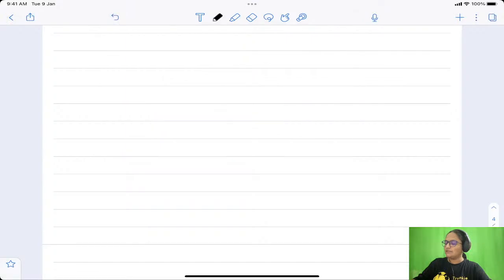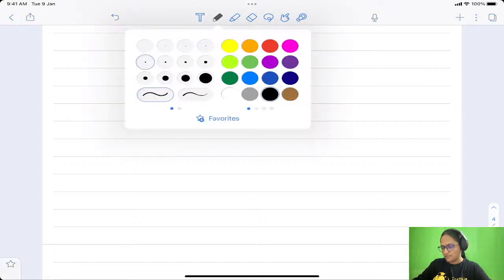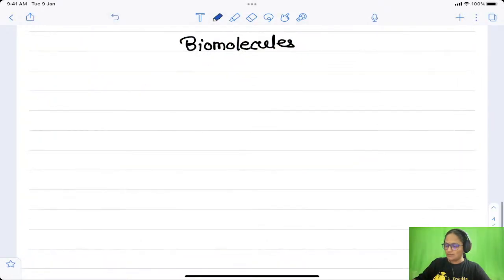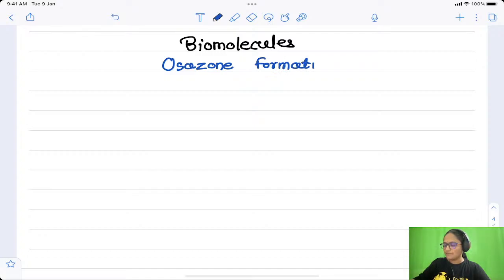Let me write down the title first of all. We are discussing another topic from the same chapter, biomolecules. The title of the topic is osazone formation, O-S-A-Z-O-N-E, osazone formation. So what is this osazone?